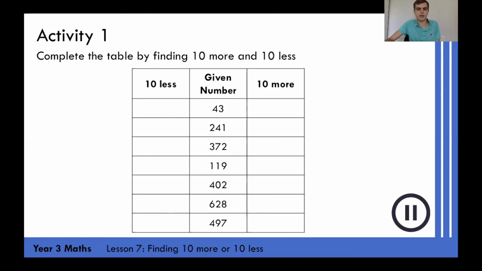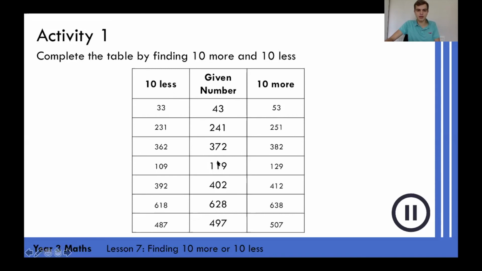Excellent. Well done, everybody. Let's have a look at some answers and let's see how you've done. So here we go. 10 less than 43. I'm looking at my tens column. This number has got 4 tens. I'm taking one away. I'm left with 3 tens, so 33. Here, 10 more than 43. I've got 4 tens. Add 1 ten, 5 tens, 53. Well done.